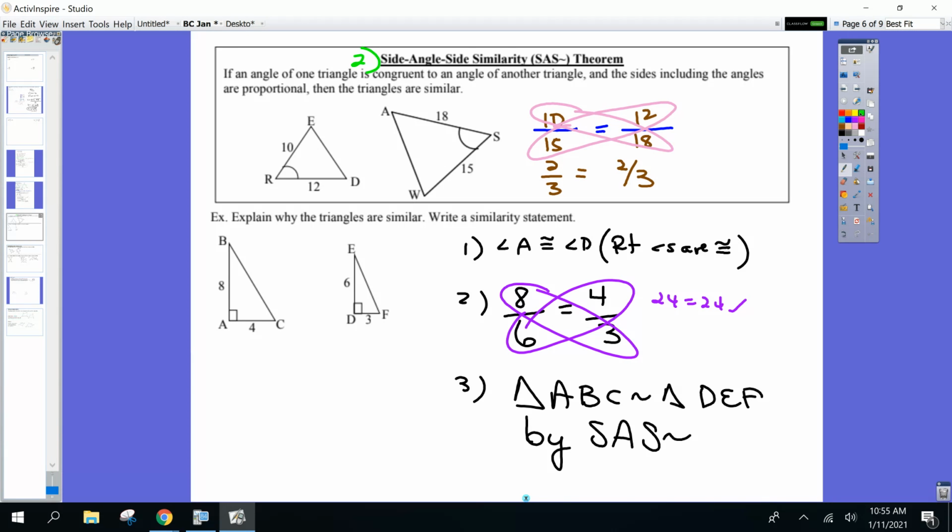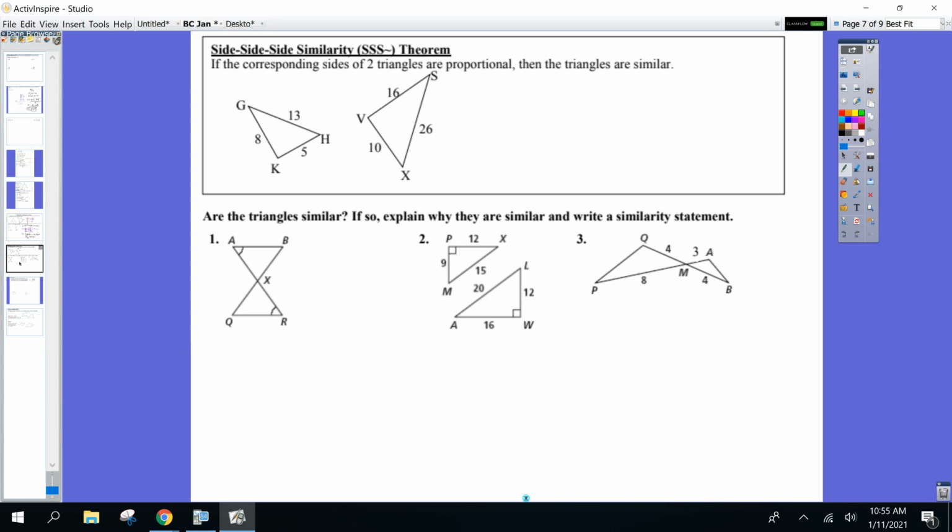All right, the final reason also should look familiar to you: side, side, side. But again, the sides aren't congruent now. I don't want the sides to be congruent. I want all three pairs to be in the same ratio. All three. If a student says, hey, I got 2 out of 3, I'm good. No, you're not. It's got to be all three to use side, side, side.